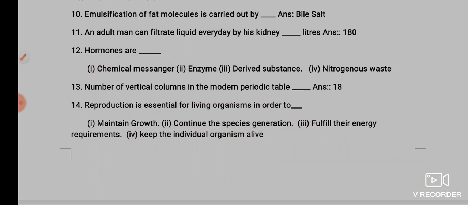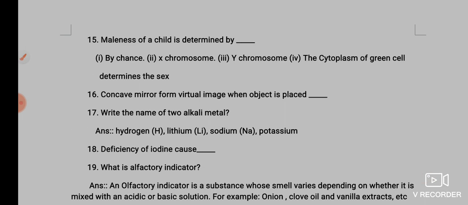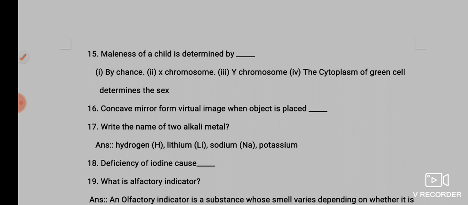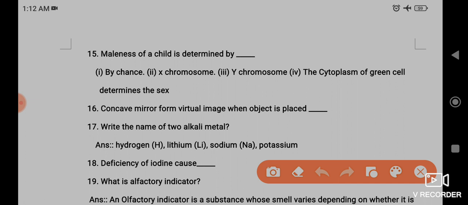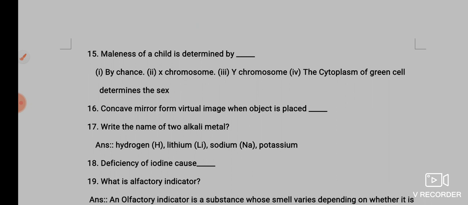Okay, let's see the next question, number 15. Maleness of a child is determined by, meaning the male gender will be determined by which chromosome. All of you know how sex is determined in humans. Mainly, male consists of two sex chromosomes, that is X chromosome and Y chromosome. Suppose this is male, X chromosome and Y chromosome, and female mainly consists of two X chromosomes. So male characteristics are mainly determined by the Y chromosome contributed by the male. So here the answer will be Y chromosome. It is option number 3.